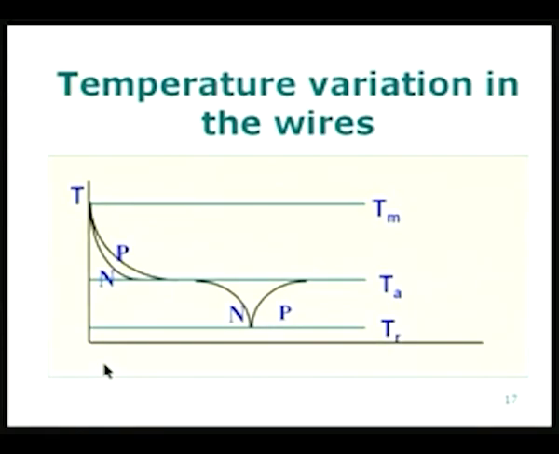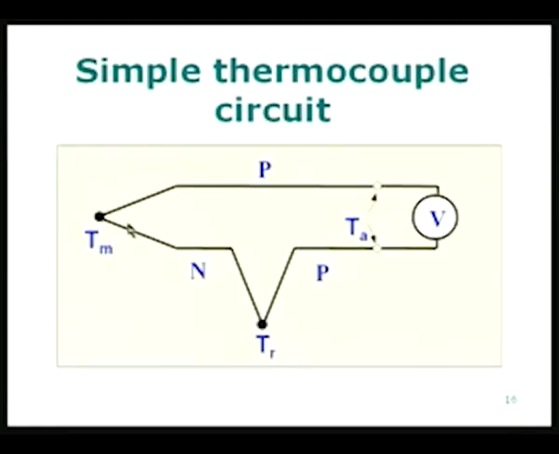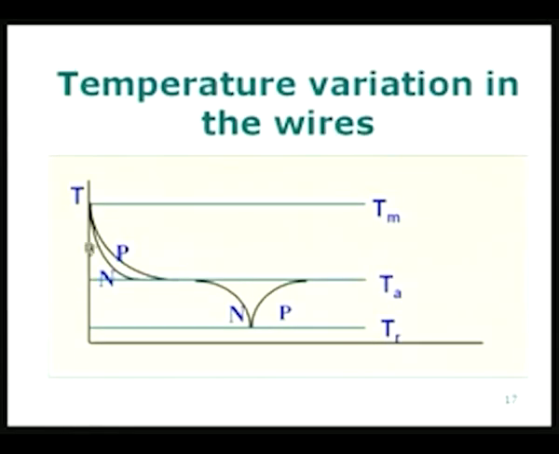So, what I am going to do is to look at the temperature variation along each wire. Suppose I take the wire P here. At this point its temperature is Ta, at this point the temperature is Tm. Therefore, the temperature has to reduce along here from Tm to Ta, and it probably will do according to this. It varies like this and comes to Ta.